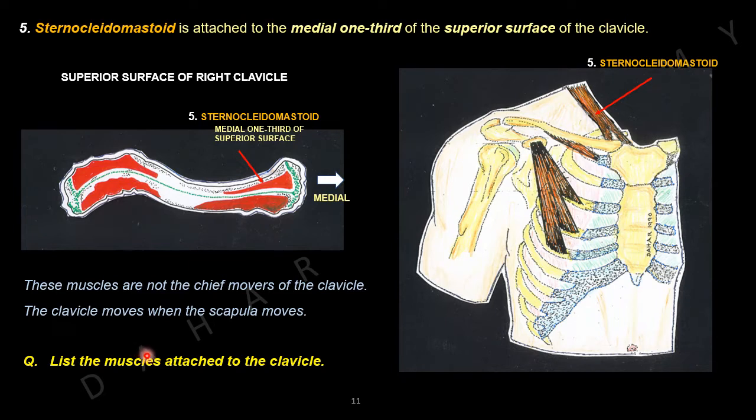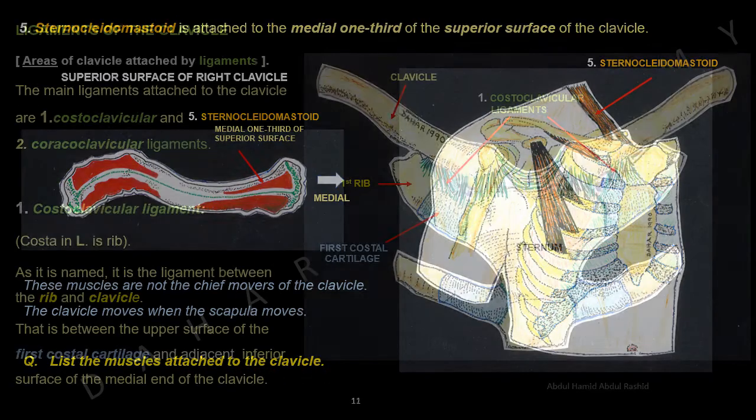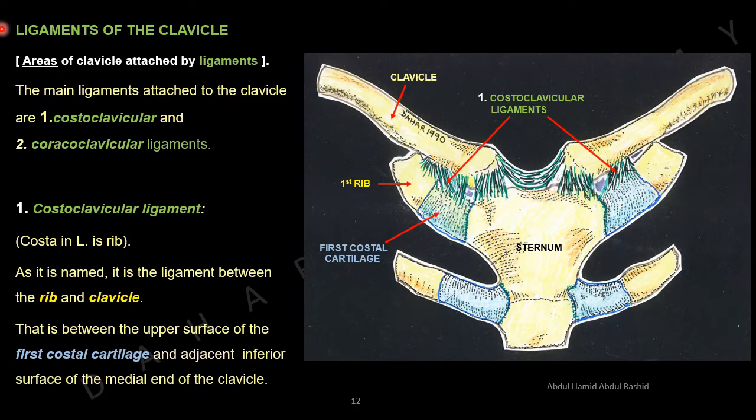These muscles are not chief movers of the clavicle. The clavicle moves when the scapula moves. Ligaments of the clavicle. That means we are going to mention the ligaments which are attached to the clavicle. It is easier to remember the attachments based on their names.